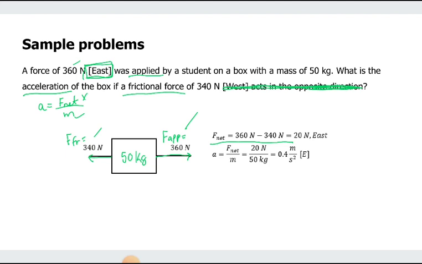So magsusubtract ka pala dito. 360 minus 340 is 20 newtons to the east. Okay? So now you can solve for the acceleration. Net force is 20 newtons, mass is 50 kilograms. 20 divided by 50 is 0.4. And newton over kilogram is meter per second squared. This is to the east. Okay?